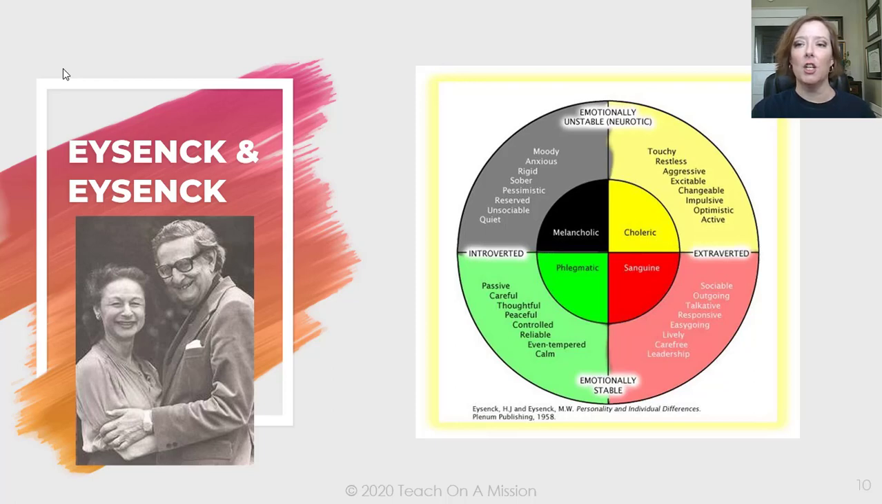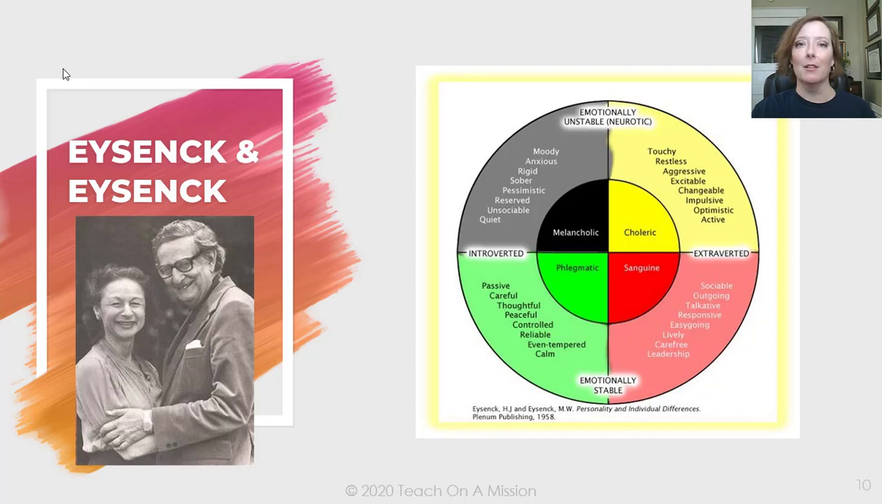So the person could be touchy, restless, aggressive, excitable, changeable, impulsive, optimistic, or active. And then you've got, again, the person who is both extroverted and emotionally stable. That person would be social, outgoing, talkative, responsive, easygoing, lively, carefree, and display leadership. Phlegmatic, I think, is kind of interesting because the root word is phlegm, which is kind of characterized by slow acting, kind of predictable, maybe even a little annoying. So you've got passive, careful, thoughtful, peaceful, controlled, reliable, even-tempered, and calm.